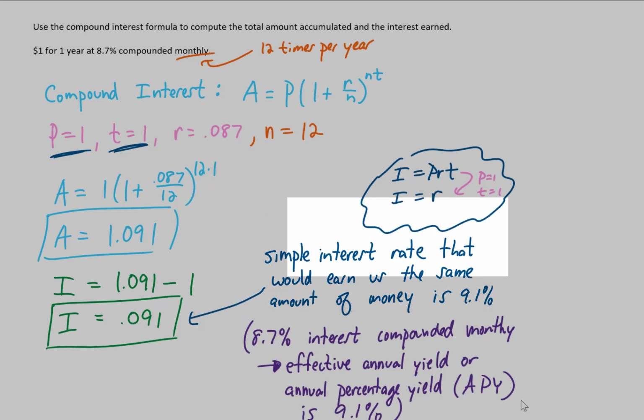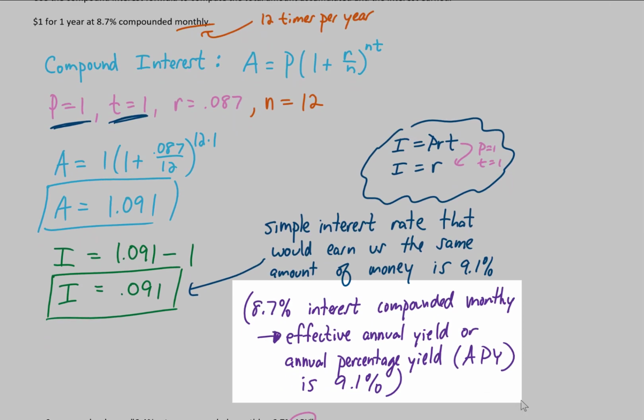The reason is written up here in this little thought bubble. If we took the simple interest formula and plugged in P equals 1 and T equals 1, we would just get the amount of interest earned is the interest rate itself. So having gotten this 0.091, interest earned is the amount of interest that would have been earned in a simple interest account at 9.1%. So that 8.7% interest compounded monthly effectively gave us an annual yield of 9.1%.